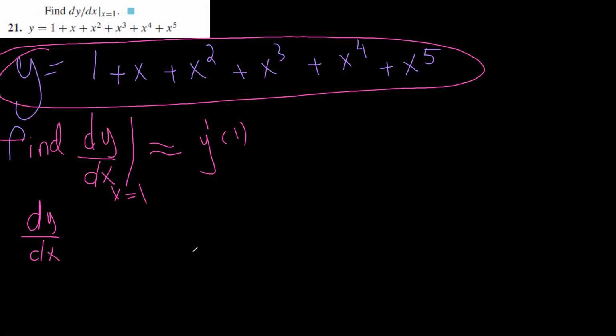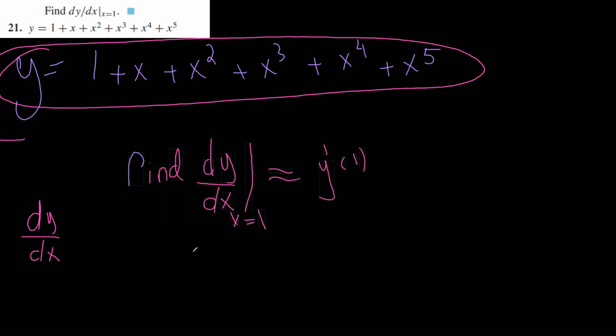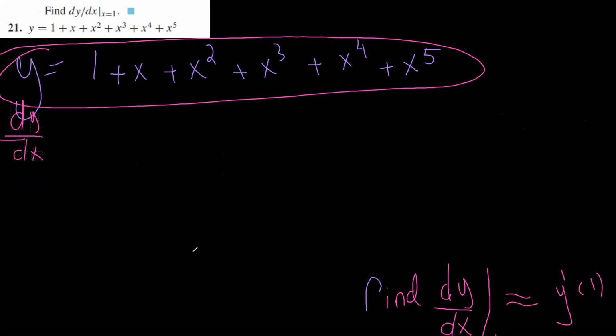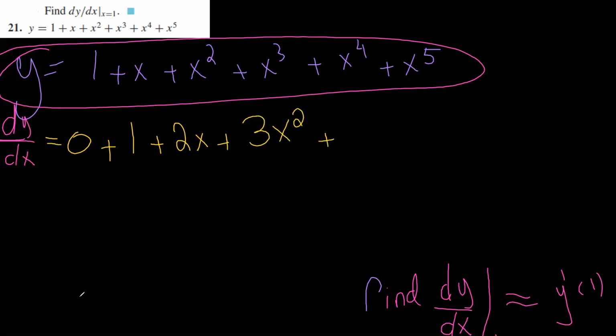So dy over dx will be the derivative of 1, which is 0, plus the derivative of x, which is 1, plus the derivative of x squared, 2x to the power 1, the derivative of x cubic, 3x squared, the derivative of x raised to the power 4, 4x cubic, and the derivative of x raised to the power 5, 5x to the power 4. This will be now dy over dx.